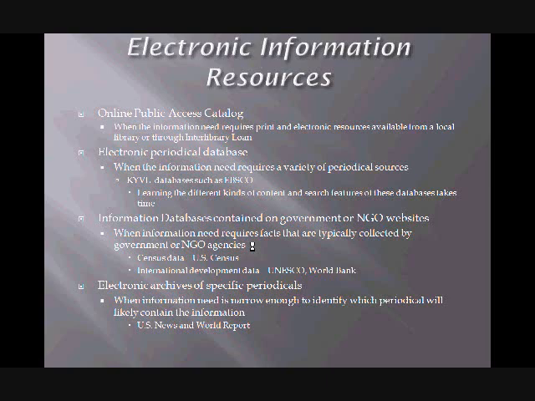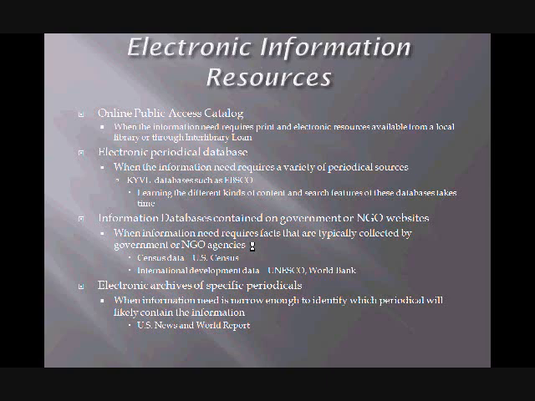Information databases contained on government or non-governmental websites when we need different kinds of data that is typically collected by a government or non-governmental agency, such as U.S. Census data or data related to international development. And then electronic archives of specific periodicals when an information need is narrow enough to identify which periodical will likely contain the information. So these are some very specific guidelines for when students have a particular information need, which information source is the best one to go to first.